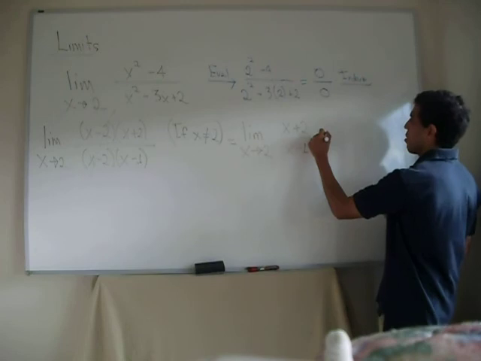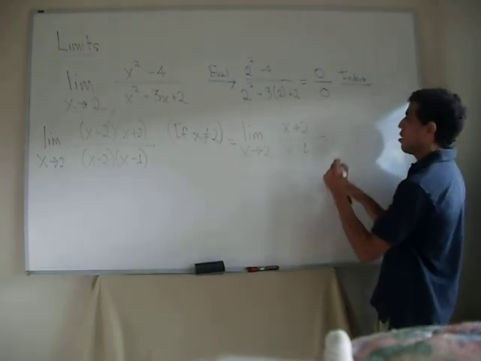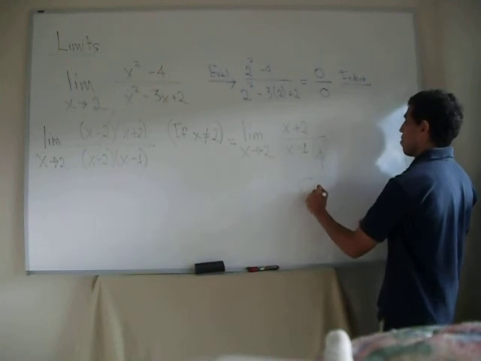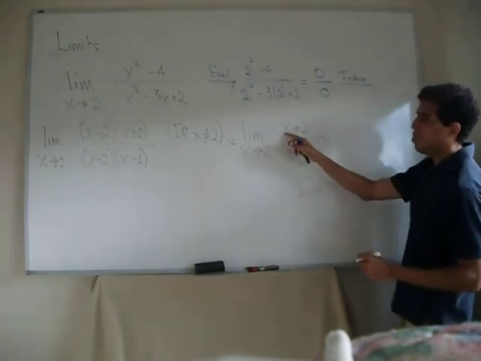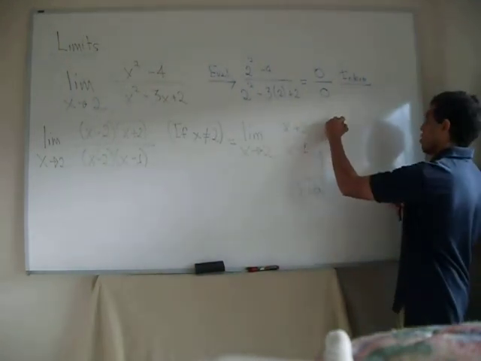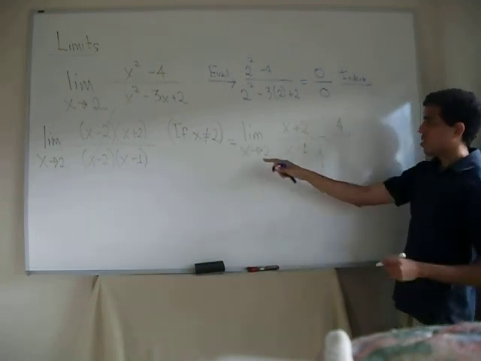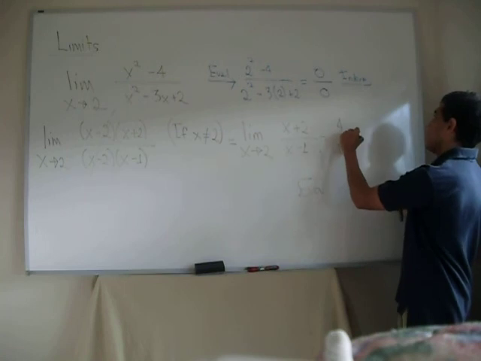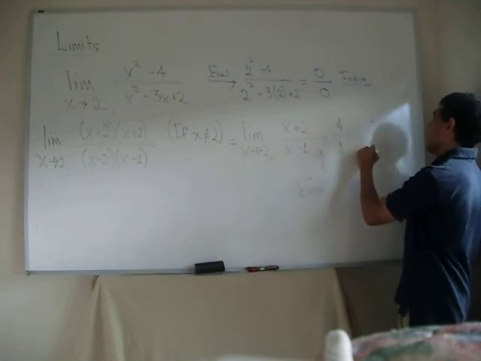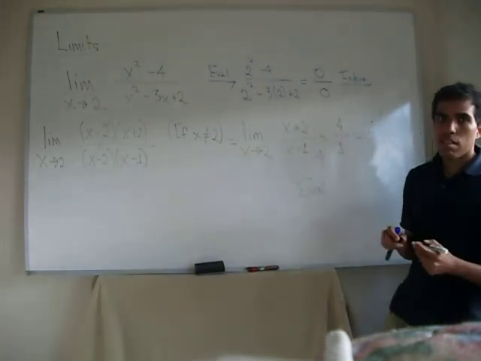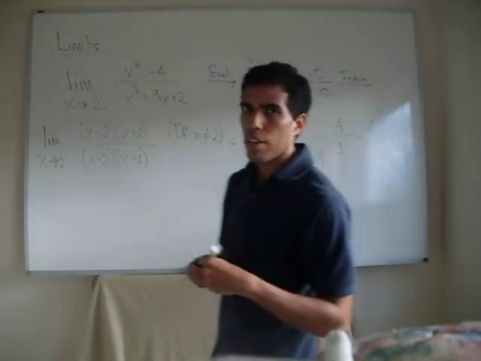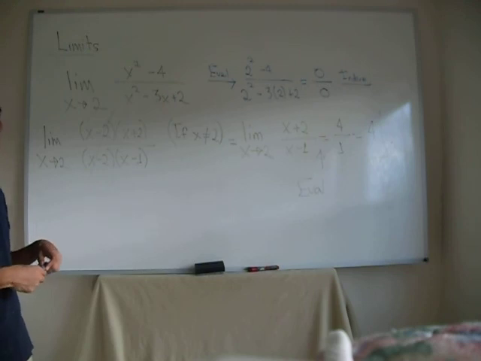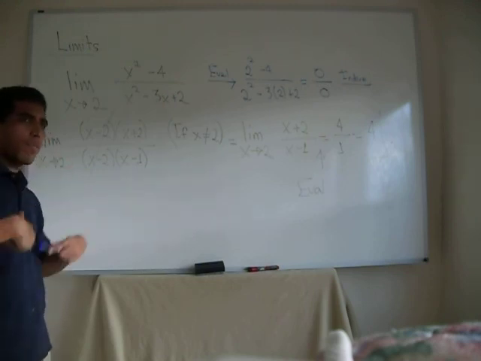We're going to have evaluating 2 plus 2, 4, over 2 minus 1, 1. And this equals 4. And that is the answer for the exercise. There you go. Pretty simple, pretty straightforward. Let's do another one in another video.